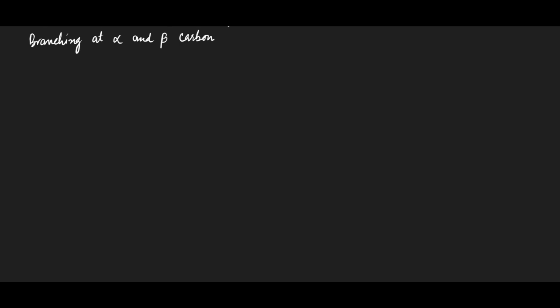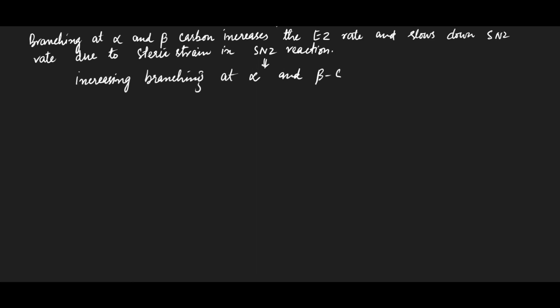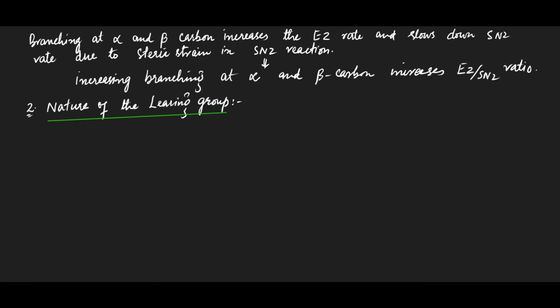Thus, branching at alpha and beta carbon increases the E2 rate and slows down the SN2 rate due to steric strain in the SN2 reaction. In other words, we can say that increasing branching at alpha and beta carbon increases the E2 by SN2 ratio. Second factor is nature of the leaving group.